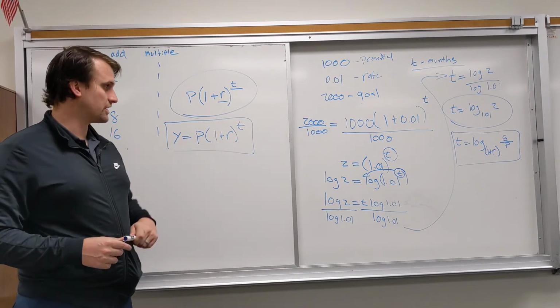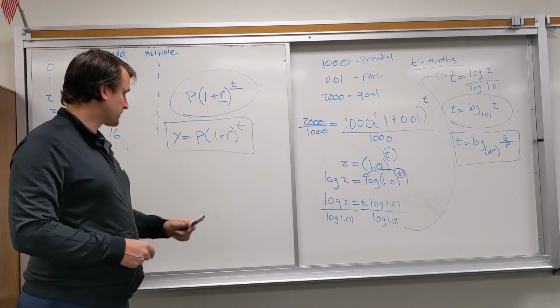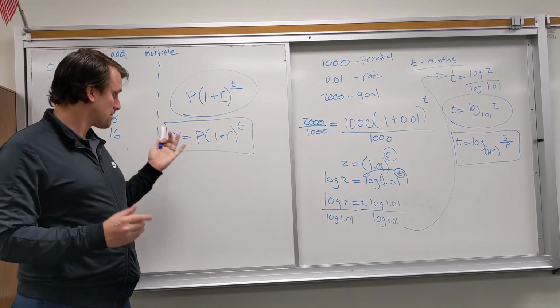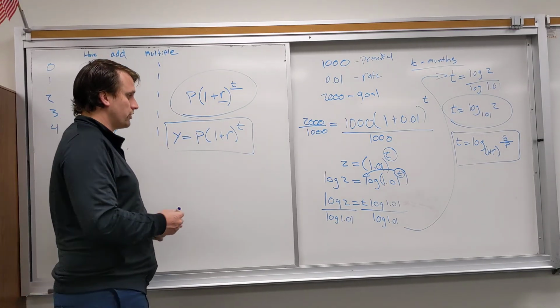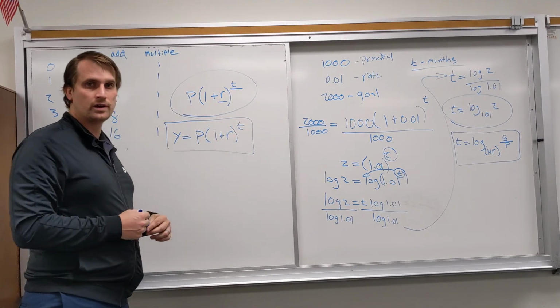If it is time that's unknown, we know how to solve for it. If it's something else that's unknown, we should be able to solve for those too, just by evaluating what we do know and moving on.